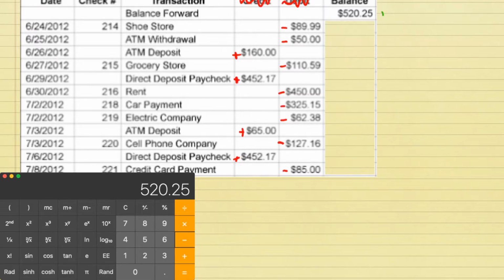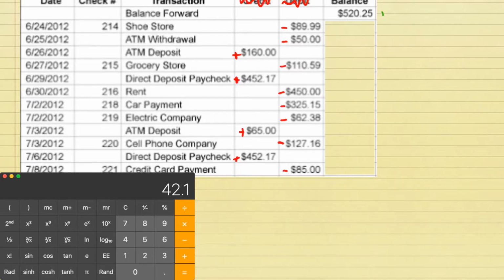Let's subtract $89.99. Okay, so we're subtracting that. We're going to subtract $50. We're subtracting the 50. Now we're going to add the 160. We're going to subtract the 110.59, we're going to add our check, our direct deposit check.